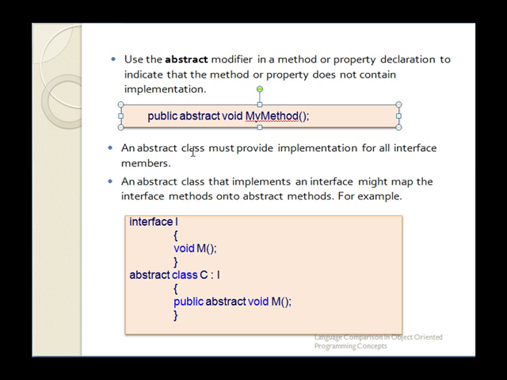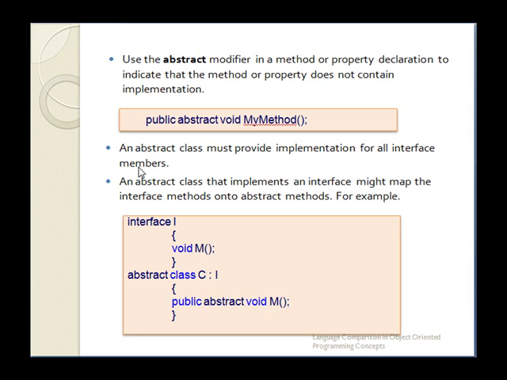When you use an abstract method, you cannot use static or virtual modifiers. It gives an error. Also, you cannot use the abstract modifier on a static property. You should keep these things in mind when you implement abstract classes or methods. An abstract class must provide implementation for all interface members. An abstract class that implements an interface might map the interface methods onto abstract methods.